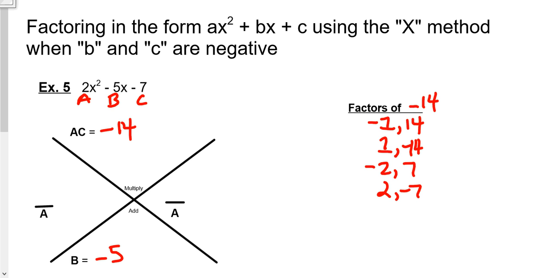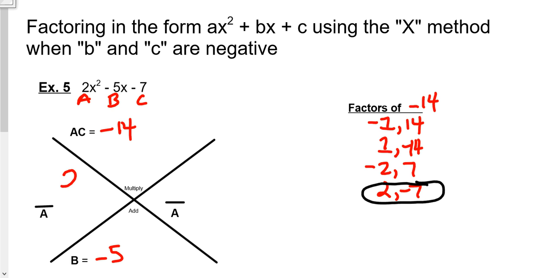Okay. So when you add negative 1 and 14, you get a positive 13. And then 1 and negative 14 will get you a negative 13. And that's not what we're looking for. Then you get negative 2 plus 7, which is a positive 5, and then 2 minus 7, which is a negative 5. So in this case, this is what we're looking for, because we're looking for that negative 5.